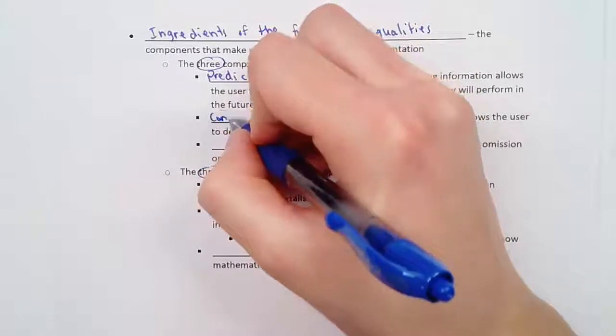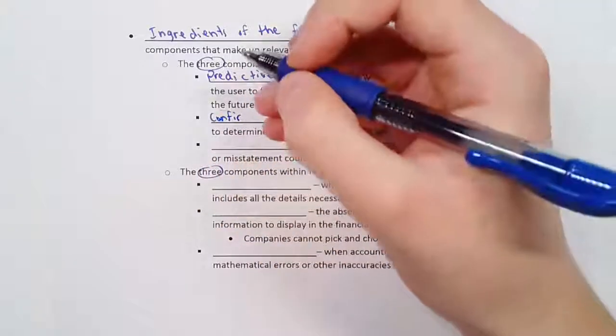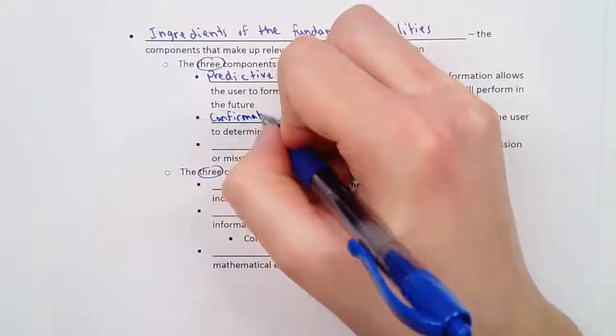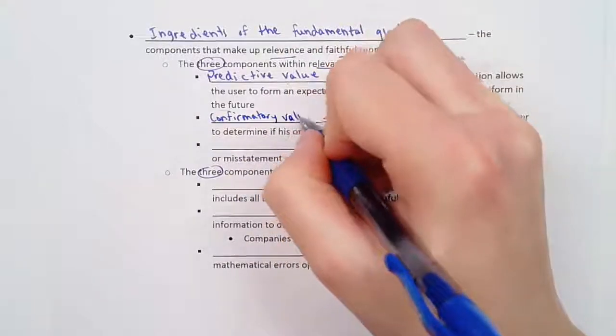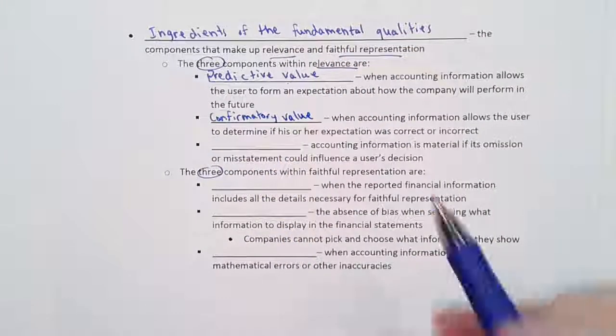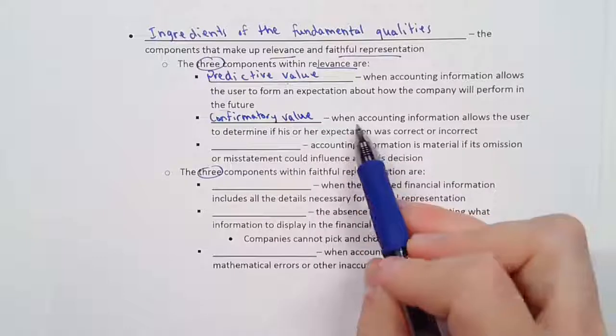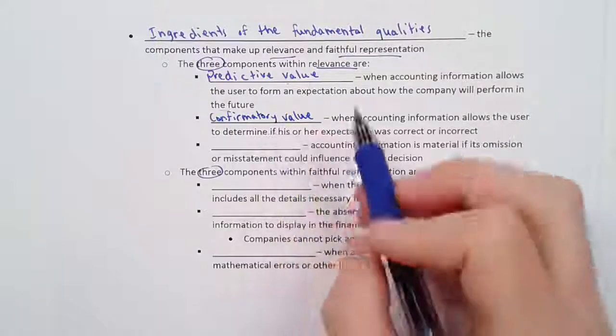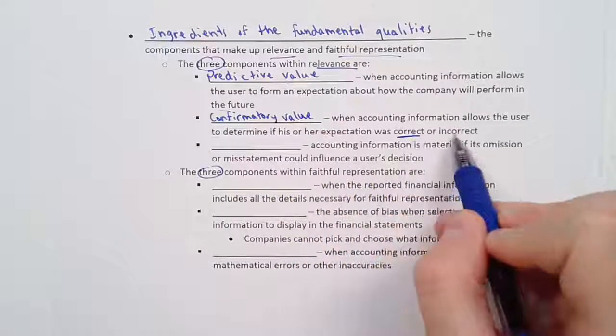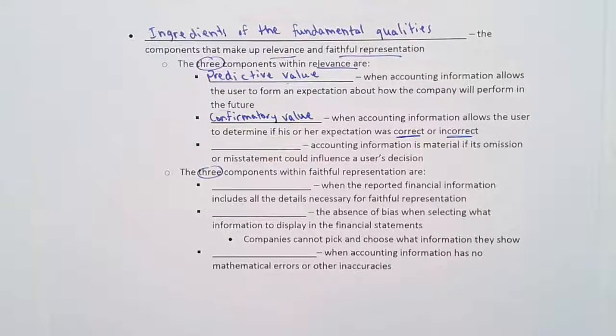Then we have something known as confirmatory value. This means that the accounting information allows the user to determine if his expectation was incorrect or correct. You can look at your prediction, your expectation, and say, yes, I was right, or no, I was wrong. That would be confirmatory value.